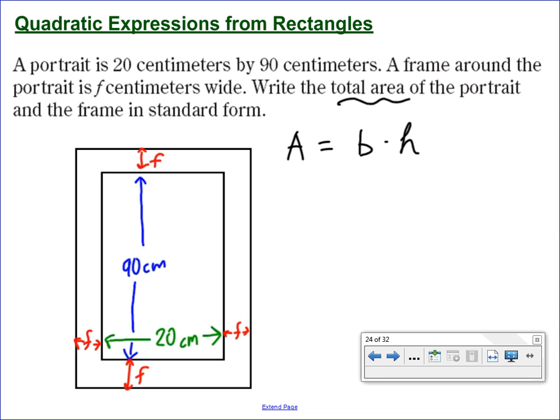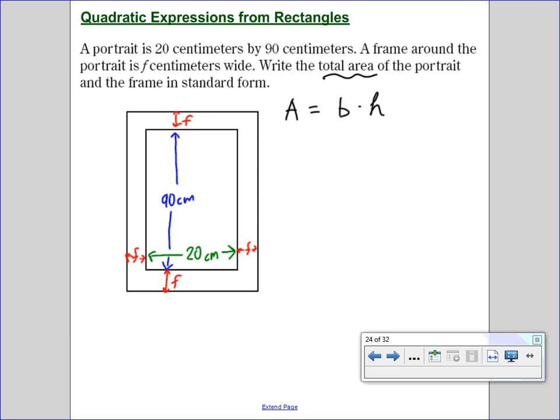20 plus 2f. 20 plus 2f, right? What's it going to be? Well, if we have 20 centimeters plus an f on the left-hand side, plus my f on the right-hand side would be like terms, so f plus f would be plus 2f. Okay, good job, you guys. So I'm going to go ahead and write my entire base as 20 plus 2f. Good work, you guys. For my height, I would go ahead and express that as 90 plus 2f.